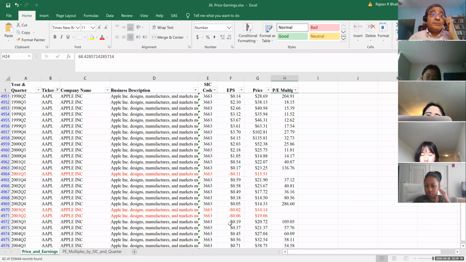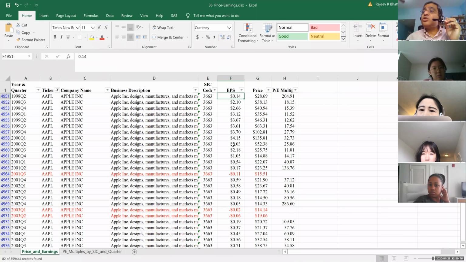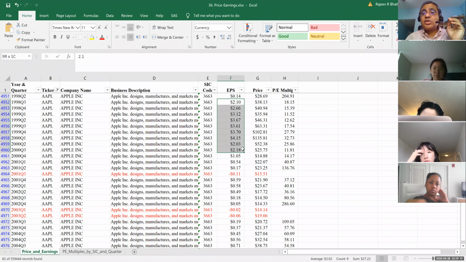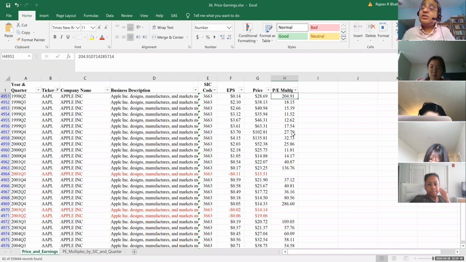Okay, so 1998 Q2, Apple's earnings per share is only 14 cents. It actually had a pretty bad quarter in terms of earnings. Look at the earnings around it. It's quite a bit above $2. That particular quarter, the second quarter of 1998, it had a very low EPS. The price earnings multiple was, once again, very inflated simply because the denominator was low. So we can treat that as an outlier.